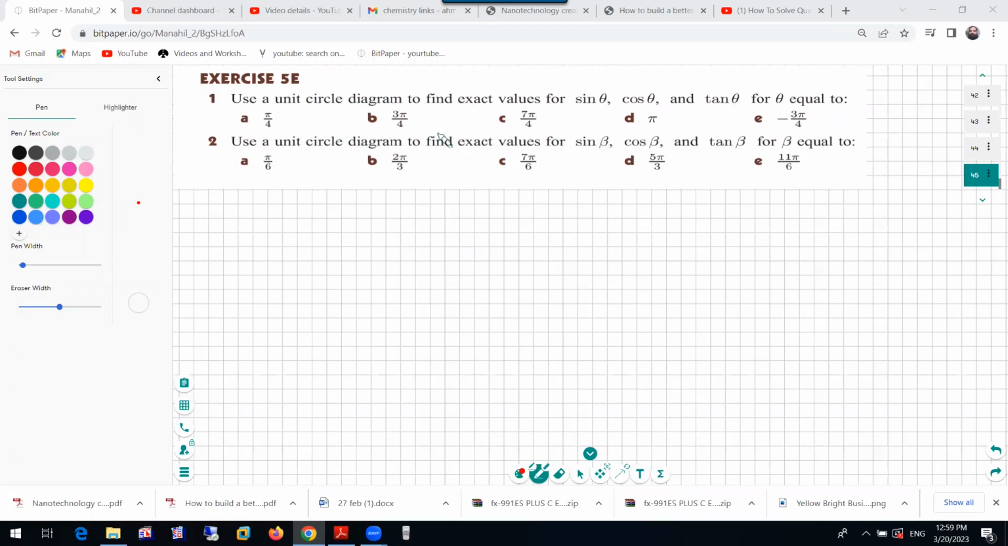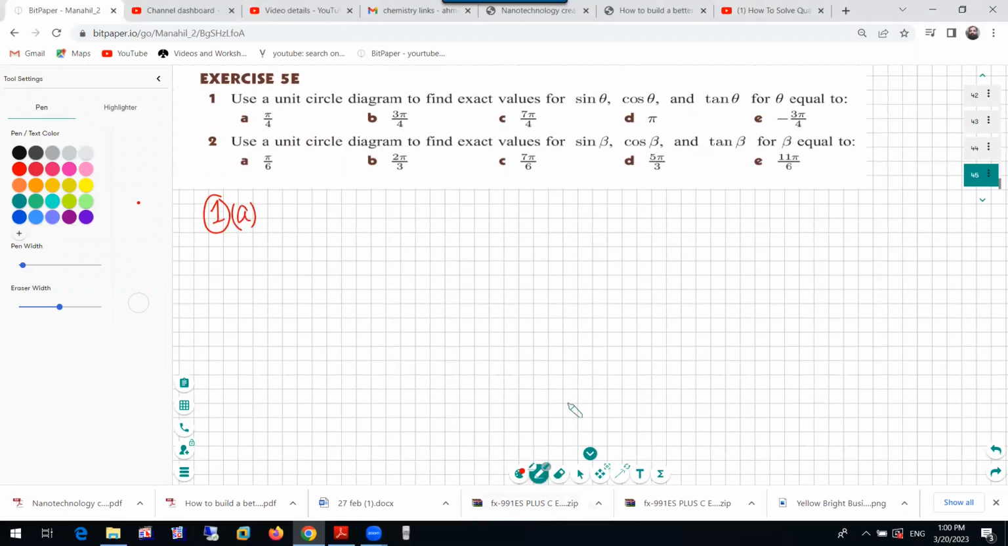Pi by 4, each one. Like even this one, this is actually pi, right? It is not the multiple of pi by 4, though. So anyways, I'm doing this question, part A. Question number 1, part A, it is pi by 4.